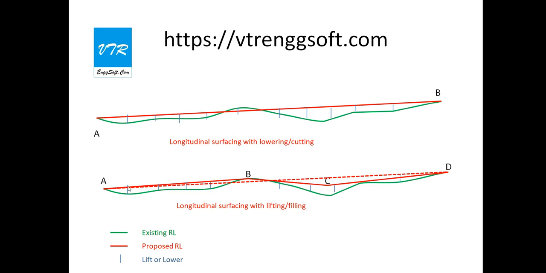For example, here we are supposed to connect two points, A and D, with a straight line. When you do it, there is a cutting involved, and there is so much filling. So we don't want to do that. We connect the points A and B, so that at point B we avoid the lowering of the surface. At the same time, we connect B and D.